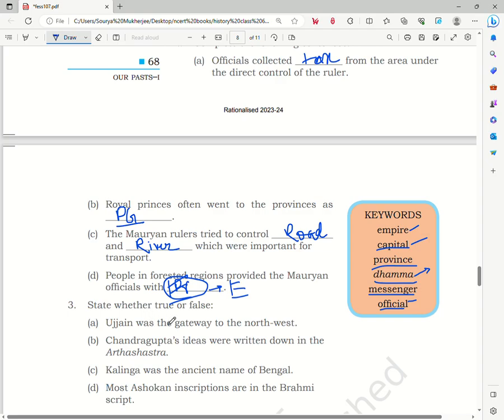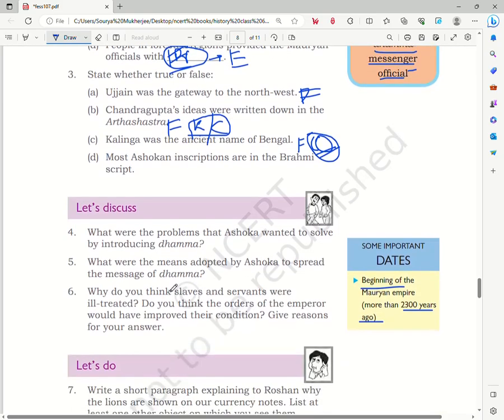So let's do these true and false. Ujjain was the gateway to the northwest, so this is false. Taxila was the gateway to the northwest. Chandragupta's ideas were written down in the Arthashastra, so this is also false. It was the ideas of Kautilya or Chanakya. These two are the same person, just two different names that are given to him. Kalinga is the ancient name of Bengal, so this is also false. Kalinga is the ancient name of coastal Orissa.